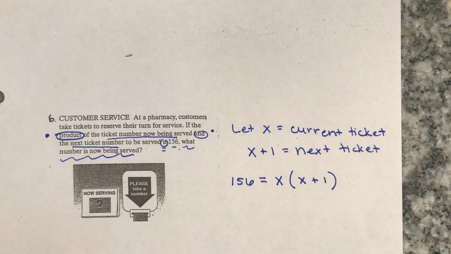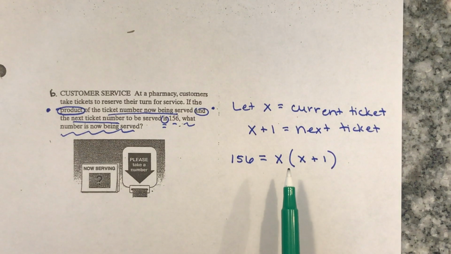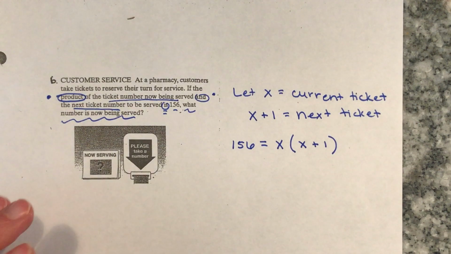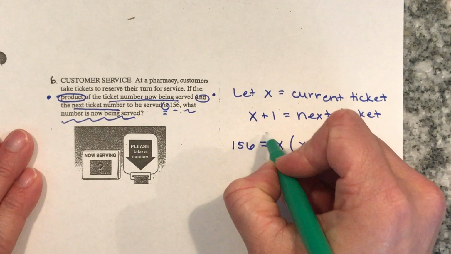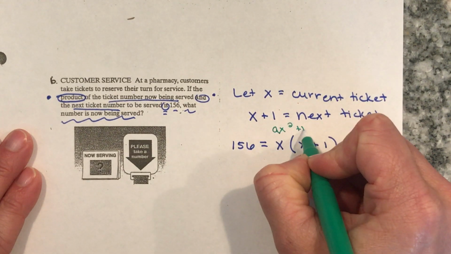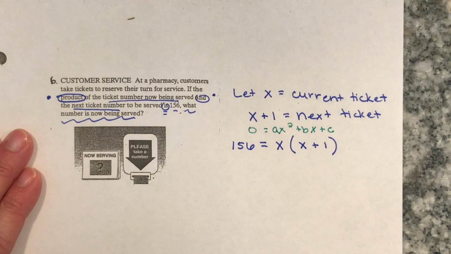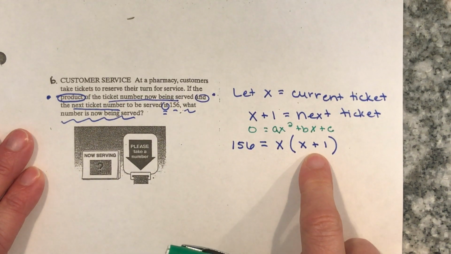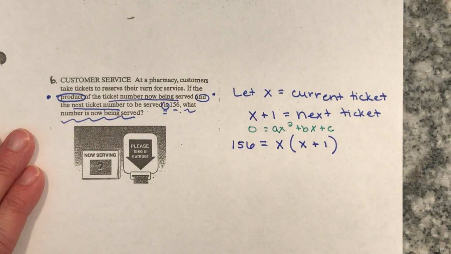Okay, in this problem we had two tickets, one ticket and the next ticket, and their product was 156. So when we go to solve this, we would like it to be in standard form, so ax squared plus bx plus c, and we would like it to equal 0. Right now, if you're thinking it's in factored form, that's kind of true, except it doesn't equal 0, so we can't separate this and use the zero product property. We actually have to get it set equal to 0 first.